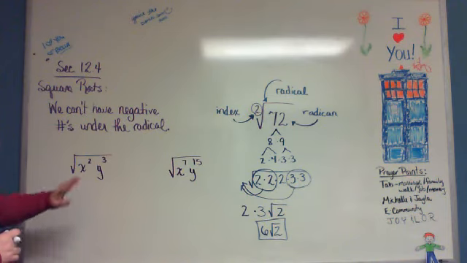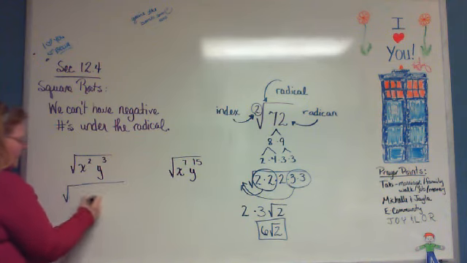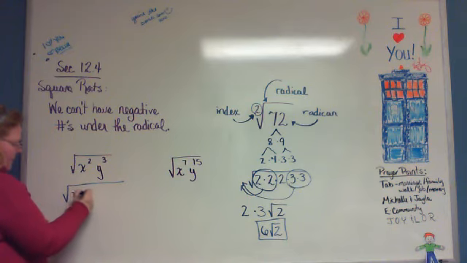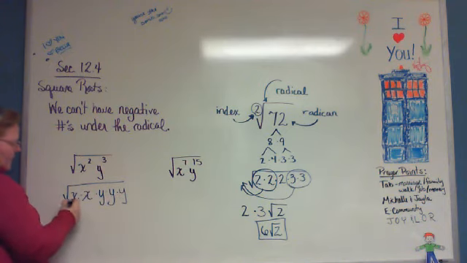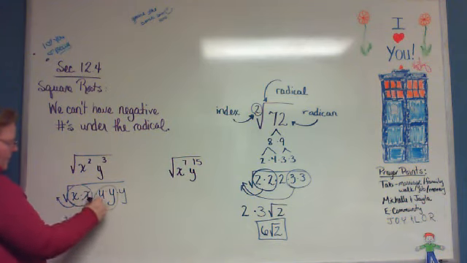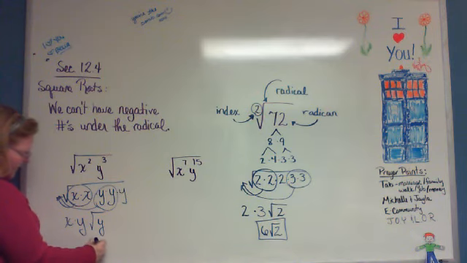Right here, if we were going to break it down into its prime factors, we don't know what x is, we don't know what y is, but we do know there are 2 x's and there are 3 y's. And our index tells us that it only takes 2 to get out. It only takes 2 to get out. And that leaves us with 1 y left on the inside. So our answer is xy square roots of y.